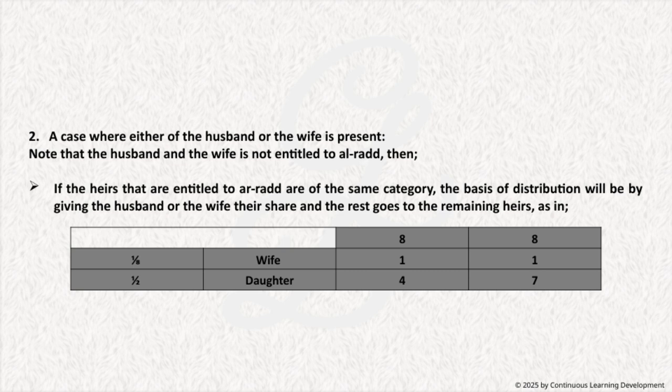heirs. For example, if we consider the table here, the wife might have a certain share, and after she receives her part, the rest will be distributed among the other heirs accordingly. The key point to remember is that the distribution respects the categories of heirs, and when they are the same, the shares are allocated sequentially, first to those entitled, then to the remaining heirs. This approach ensures fairness and clarity in the inheritance process, aligning with the overall principles we've discussed in this presentation.